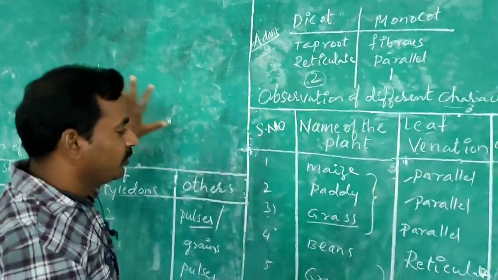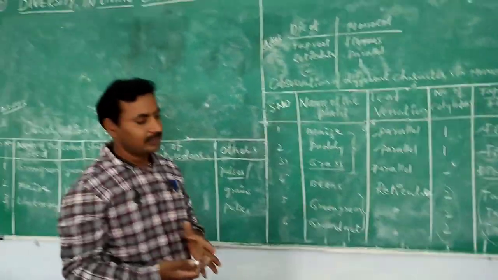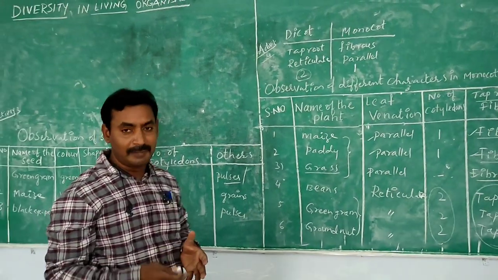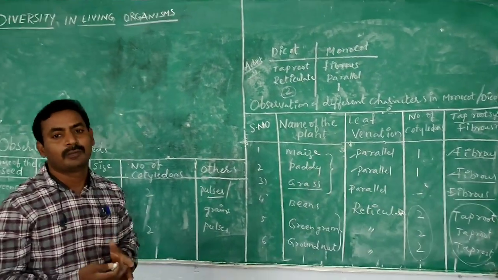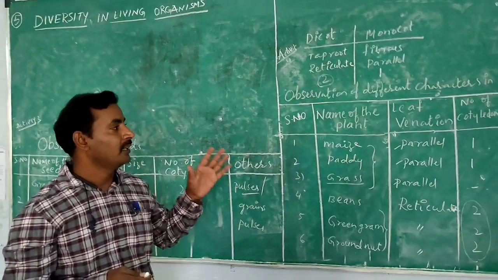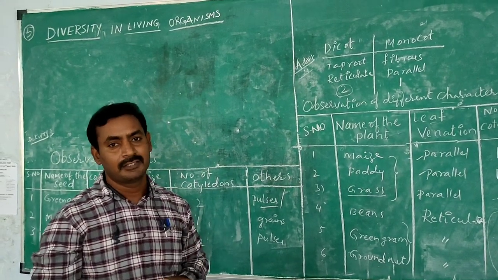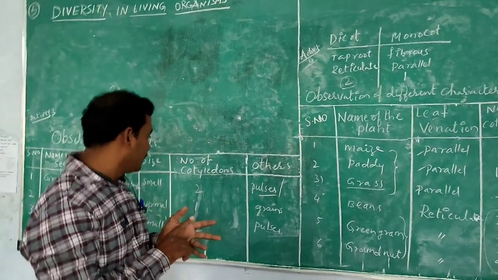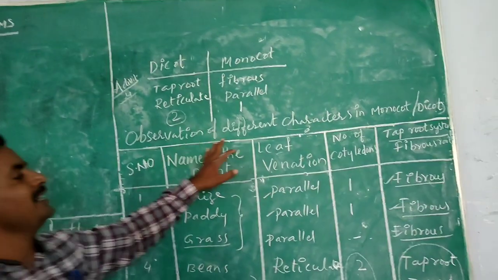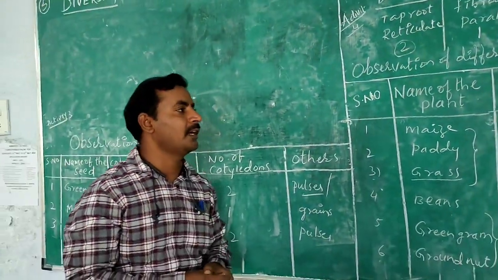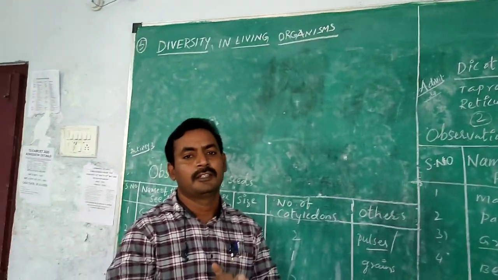You should remember all these activities. Collect some more leaves, flowers and seeds, try to observe them, extend these tables and try to understand more about the diversity of organisms, especially diversity in plants. I hope you all have understood diversity in plants very well: observation of leaves, stems, flowers and seeds in the third activity, and observation of different characters of monocots and dicots. So this is about diversity in living organisms, especially diversity in plants. This is my topic, so you read the textbook.